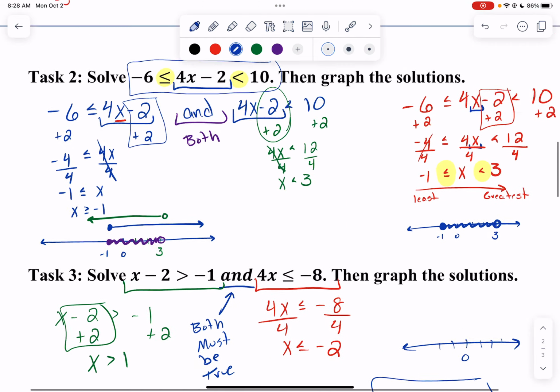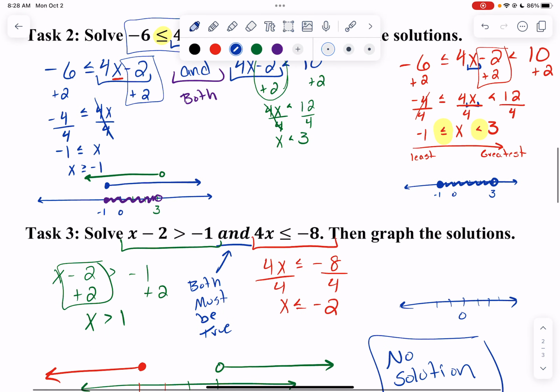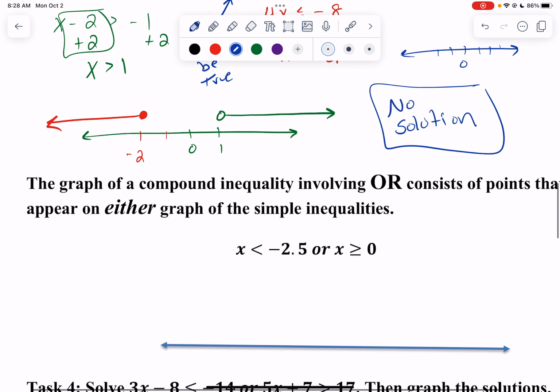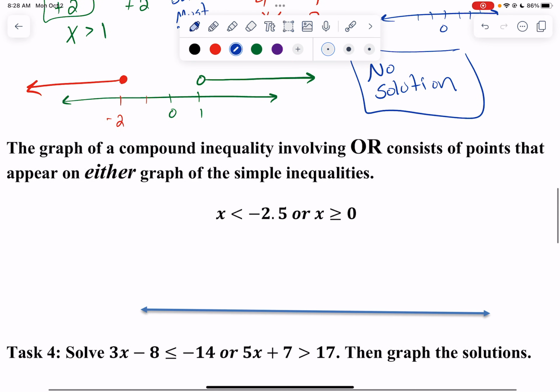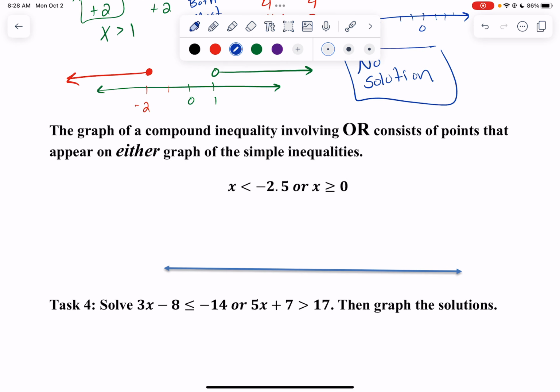Okay, so there we've covered and. Again, and both must be true, so you only shade the parts that overlap. Whereas or, it consists of points that appear on either graph of the simple inequalities. Okay, so here it doesn't need to be on both. It needs to be on either one.